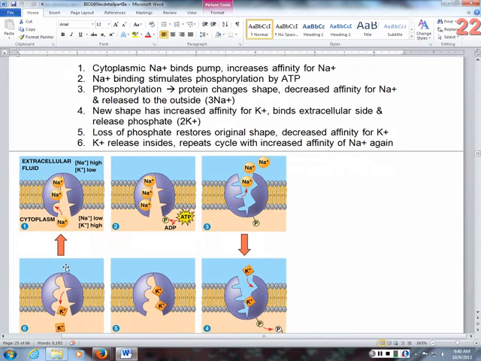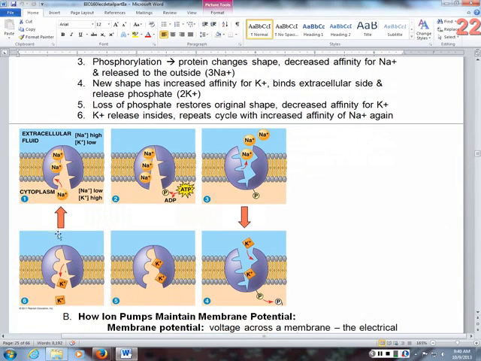Then it's going to move 2 potassiums in the opposite direction. So what you end up with is lots of sodium on one side, lots of potassium on the other side. So what's going to happen if you open up a channel in there? What do these naturally want to do? They want to naturally mix together and come to the other side.